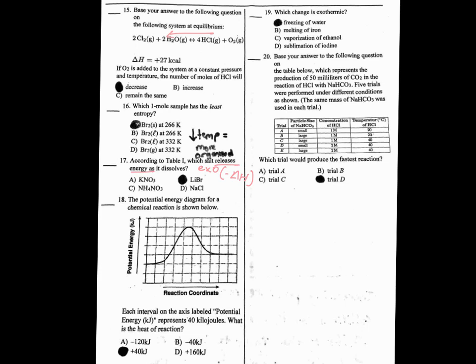Number 18. So it's saying that each of these here is equal to 40. Each interval is 40. So here we're looking for the heat of reaction, here to here. So we start from 120, products minus reactants. 120 minus 80 is 40, positive 40, especially since we have an endothermic reaction because our product state is higher than the reactant state. Number 19, which change is exothermic?